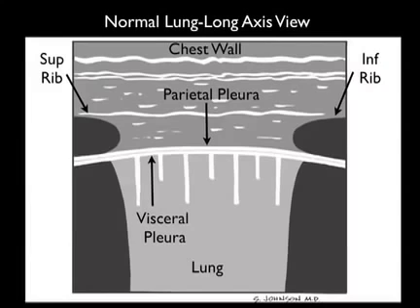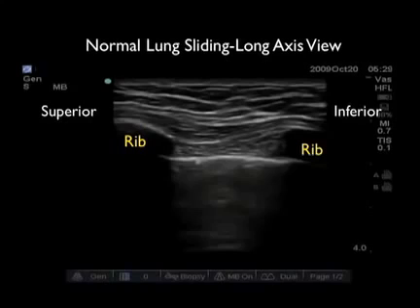Now, while I've depicted these as two separate layers, in reality on ultrasound examination they're seen as a single shimmering white line that moves back and forth as the patient breathes. And as the patient breathes, we can see white comet tails, or linear vertical lines, coming off the pleura down deep into the lung. So that will be the normal finding of a lung in long axis configuration.